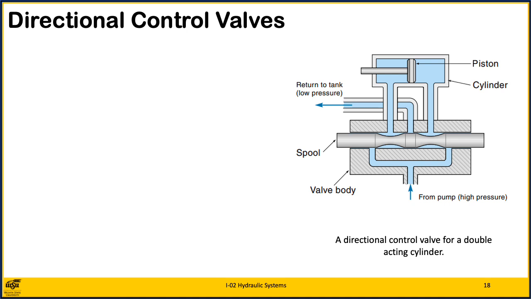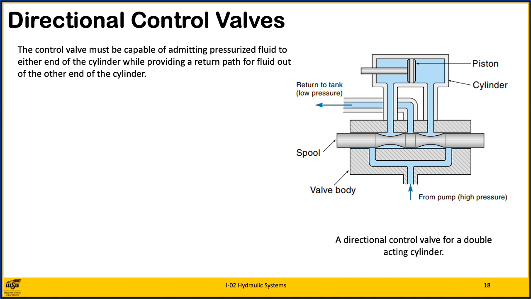The flow control valve is used to regulate the flow rate of hydraulic fluid. For this discussion, the most important type of flow valve is the directional control valve, which regulates the movement of the piston in the cylinder. A sophisticated device, it must be capable of admitting pressurized fluid to either end of the cylinder while providing a return path for the fluid being squeezed out of the other end of the cylinder.